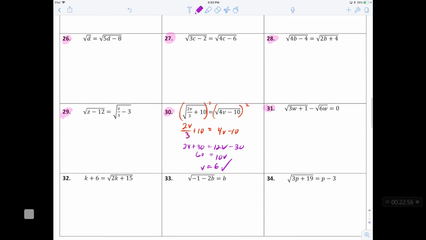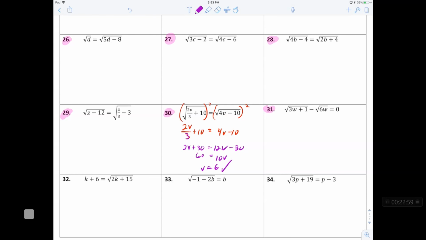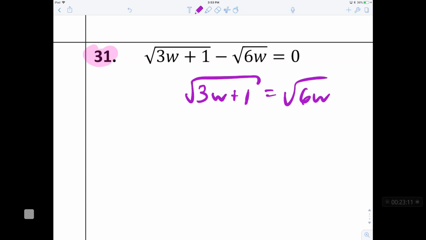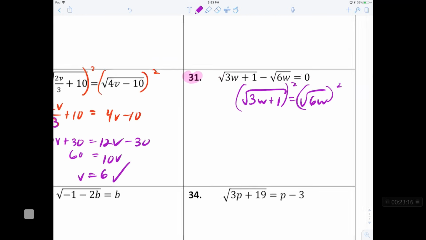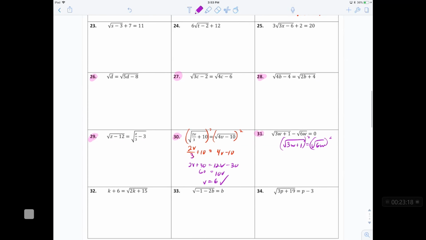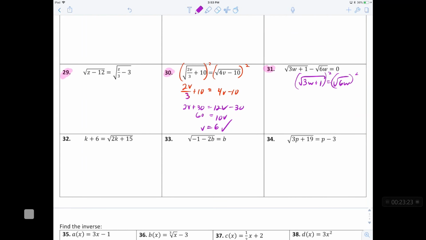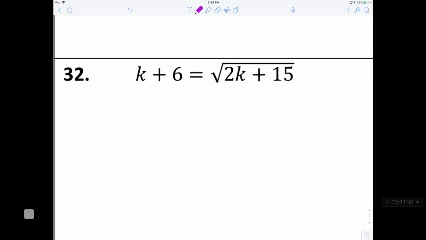Now, problems that I want to look at, 31, it's very similar, only I would start by moving the square root of 6w to the opposite side, and then I would go through and square both sides. Okay, so that one's going to be very similar to the other ones that are highlighted. Let's check out 32 through 34. Okay, so it does say check for extraneous solutions, and that's not just to say it, there could be, and these are cases where I might get an extraneous solution.